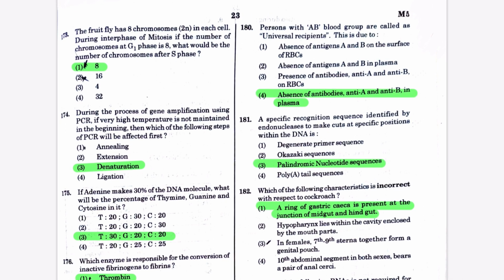The fruit fly has 8 chromosomes in each cell. Okay, so they have given 2n. 2n is equal to 8. And they have told that during interphase of mitosis, if the number of chromosomes at G1 phase is 8, what would be the number of chromosomes during S phase? Always remember, in S phase, DNA replication and centriole duplication only will take place. There is no change in the chromosome number. So obviously it would still be 8 only. So the answer is 8. Okay, right.